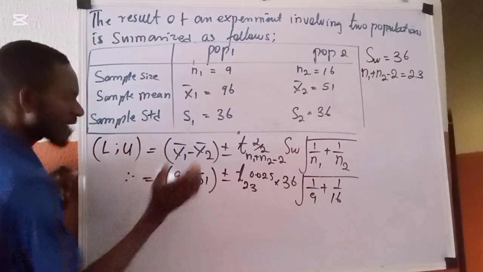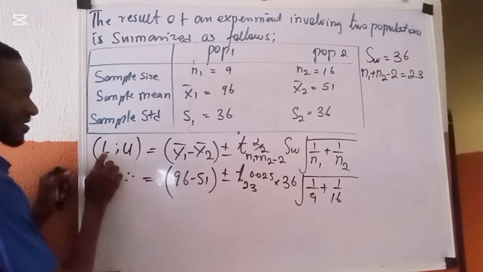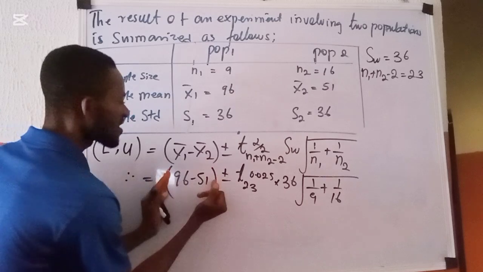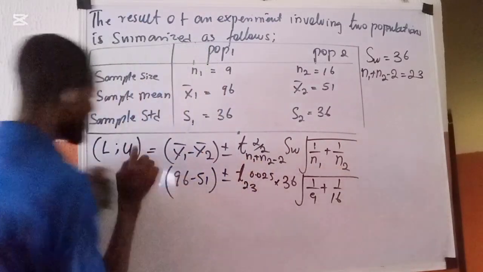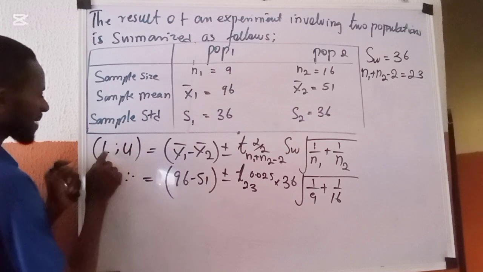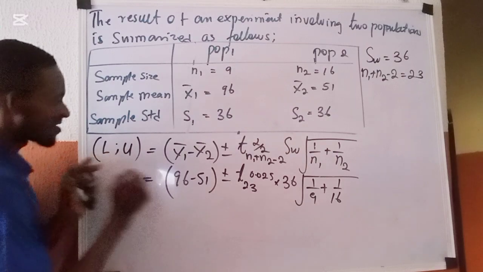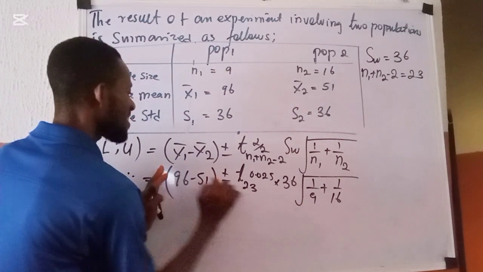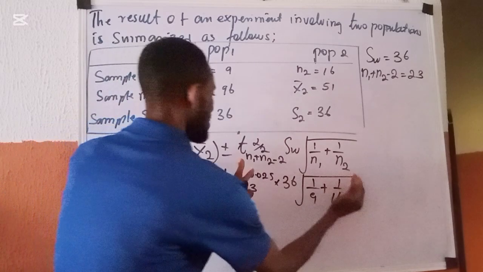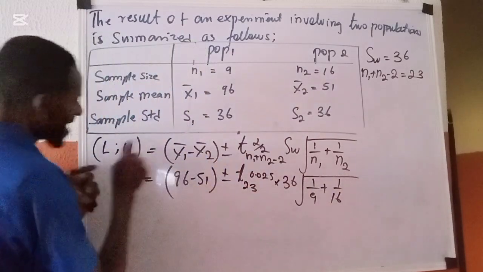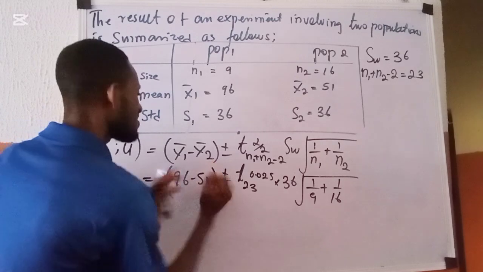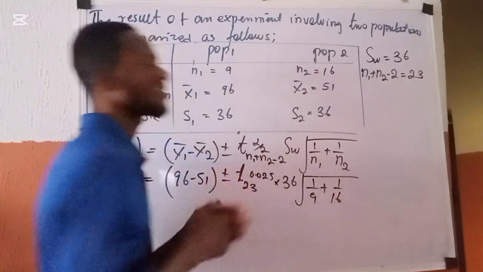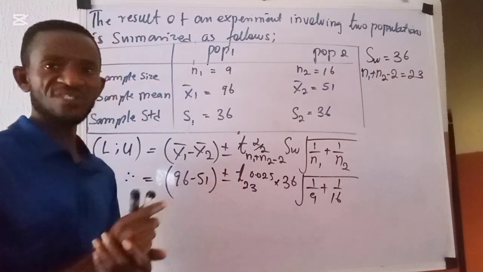Then when you are talking about getting L, it is whatever you get here minus whatever you get here. But when you are talking about U, it is going to be whatever you get here plus whatever you get here. And that becomes the answer.